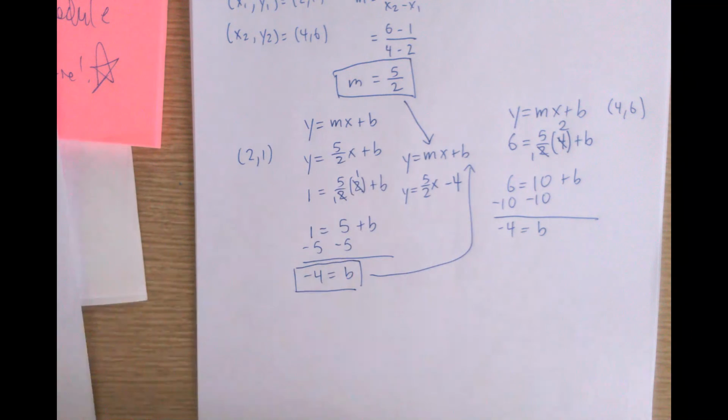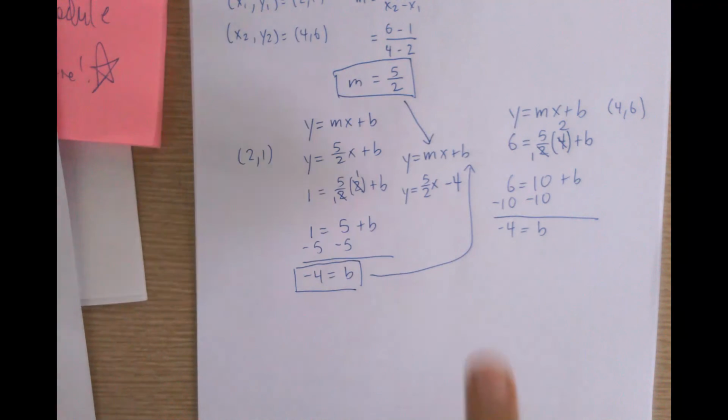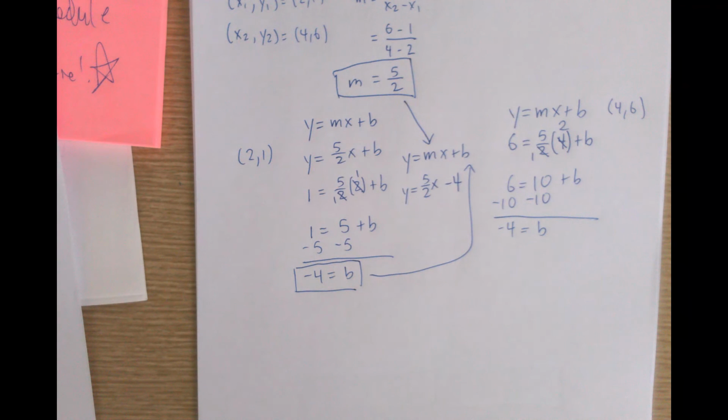Okay? So to answer your question on what I would get for my b, I would actually get the same b value, and ultimately I would get the same equation. So it doesn't matter which coordinate you plug in, you should still get the same equation.